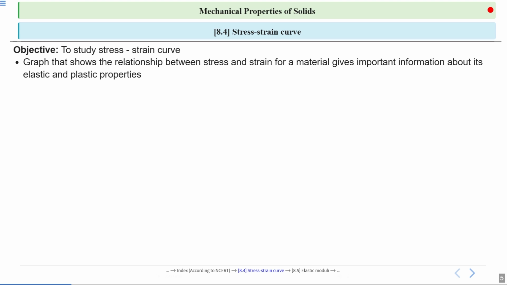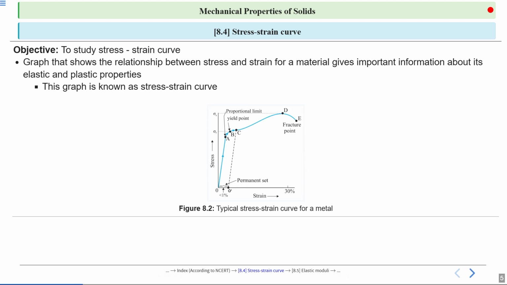A graph that shows the relationship between stress and strain for a material gives important information about its elastic and plastic properties, known as the stress strain curve. So look at the figure here. On the y-axis we have stress and on the x-axis strain. Notice how the curve starts off straight, showing elastic behavior, then bends as the material yields and eventually breaks.